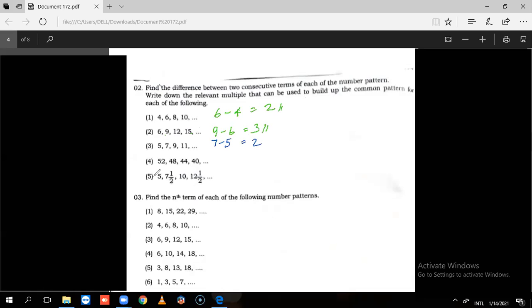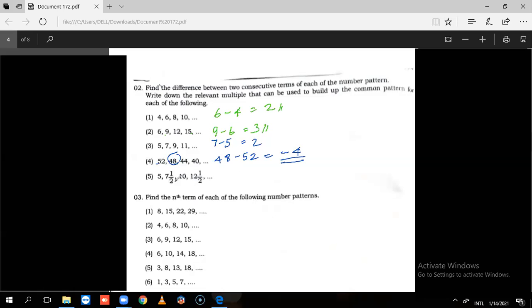48 minus 52. Okay, any term except the first term, subtract the previous term, then you can get the common difference. From the 48 term subtract 52, then you are getting minus 4. Here the common difference is minus 4. You can't subtract 48 from 52, right?